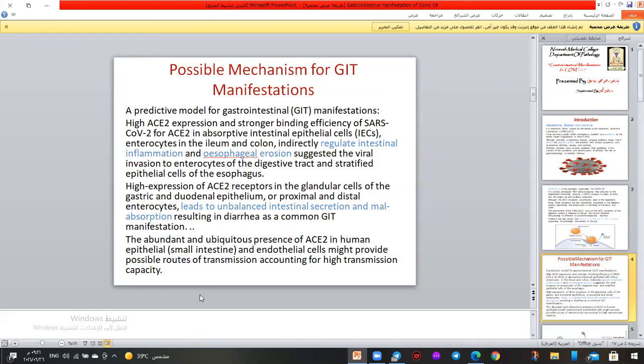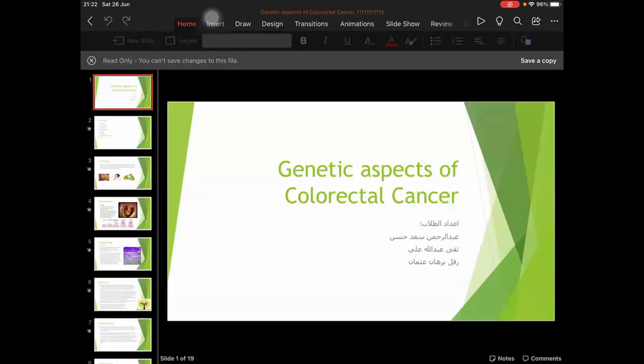Okay, thank you very much for this very nice presentation, and we will shift to the second group: Abdulrahman Saad, Tuqa Abdullah and Rafea Al-Burhan, the genetic aspect of colorectal cancer. Yes, doctor. Go ahead, Abdulrahman. It looks like the share is working? Yes, it appeared. It's very clear, Abdulrahman.